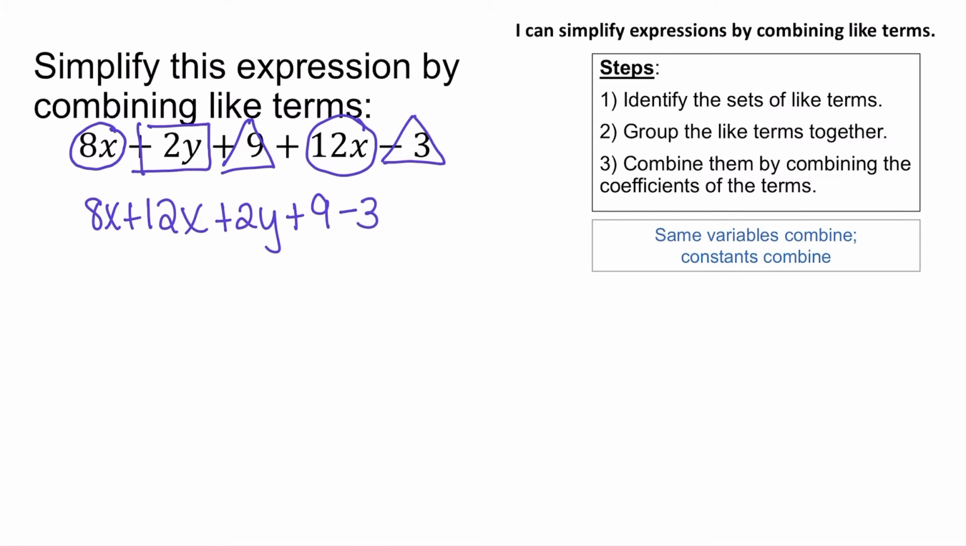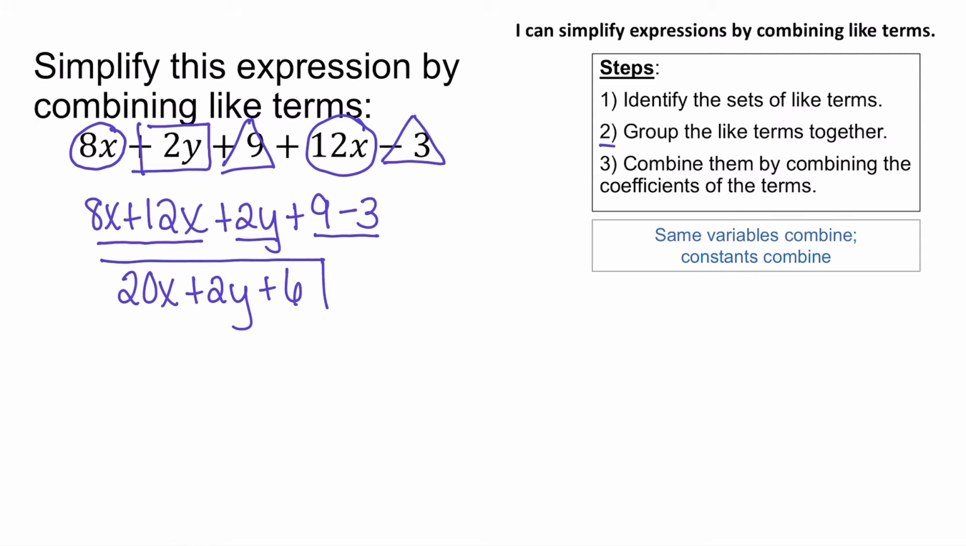So let's now group these terms together. So we have 8x plus 12x. I'm going to combine those coefficients, and that's going to give me 20x. 2y has nothing to combine with, so that gives me plus 2y. 9 minus 3 will combine, and that gives me 6. So this is now my simplified expression, which you can see is a lot simpler than all of the terms I had in my original problem.